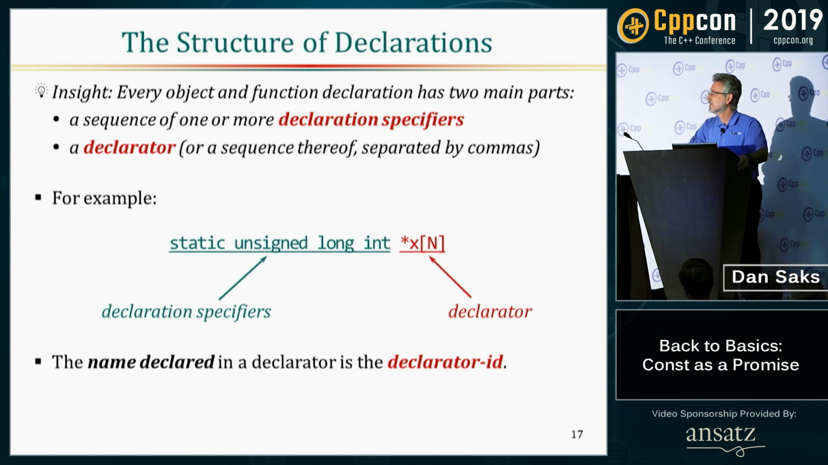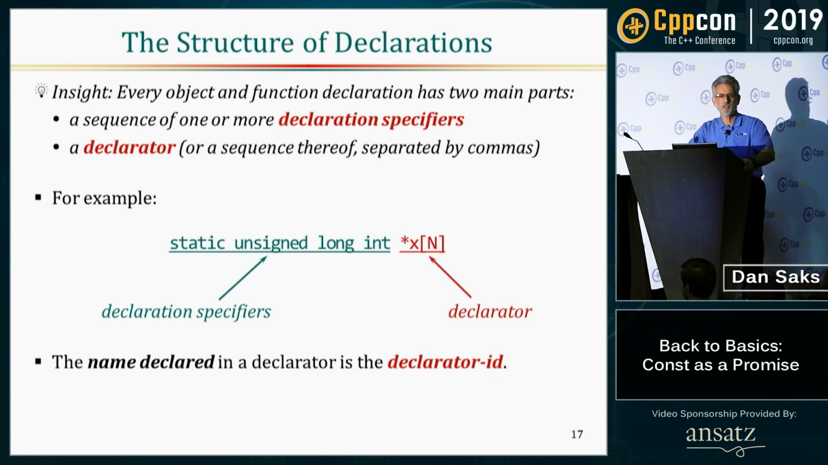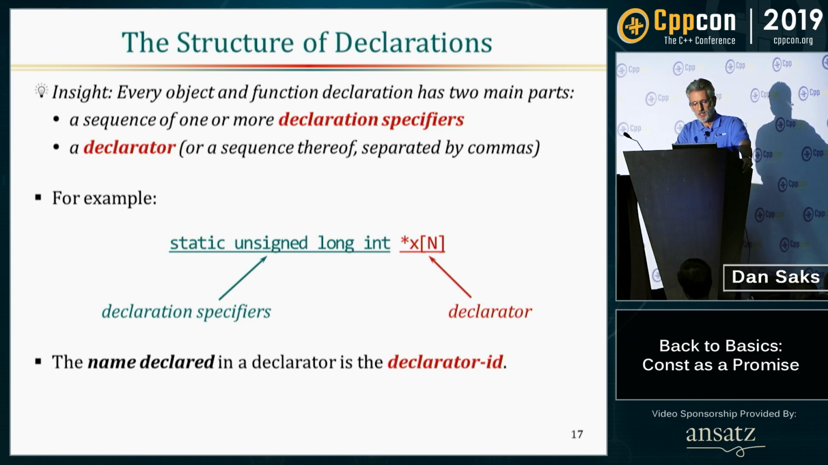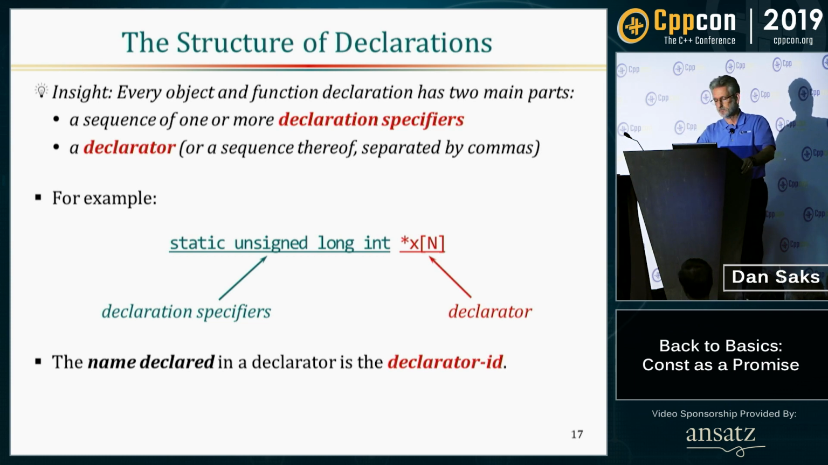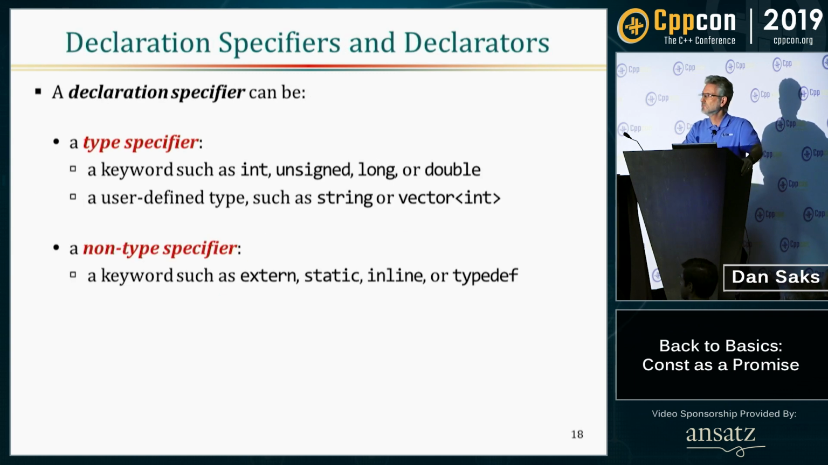The first thing is that every declaration for an object or a function has two main parts, and I'm using color highlighting to make it a little easier for you to recognize. The first part is called the declaration specifiers, and the second part is called the declarator. I believe declarator is a completely made up word. It comes from the grammar in the C language. And the name being declared, the thing in the center of that declarator, is known as the declarator ID. That's a little bit of syntactic notation I'm going to introduce here.